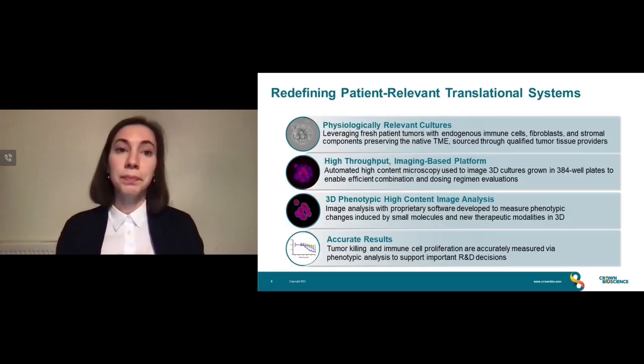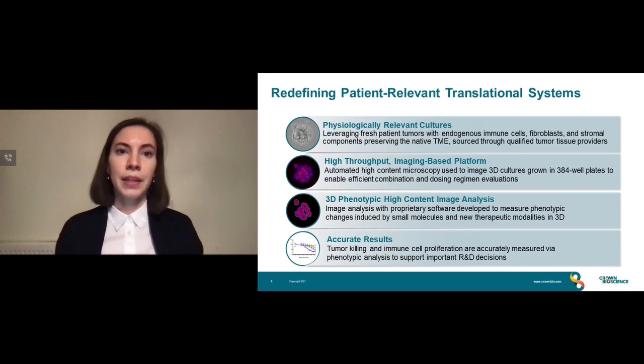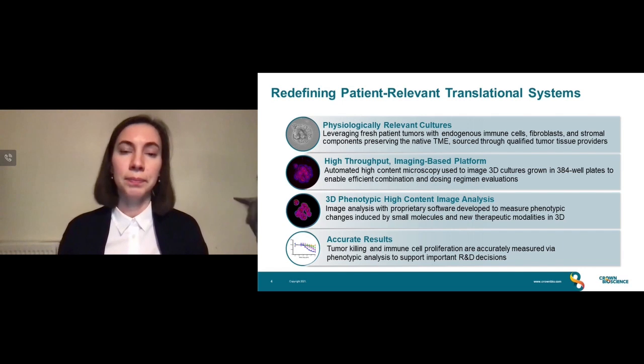Our models are based on physiologically relevant cultures that are derived from fresh patient tissue, containing all endogenous cells of the tumor microenvironment, including immune cells, fibroblasts, and other stromal components. We work in a high-throughput manner in 3D with a 3 to 4 well-plate imaging platform, with cultures exposed in 3D in a hydrogel. Our readouts are phenotypic based, and we have a proprietary high-content image analysis platform to measure these readouts.